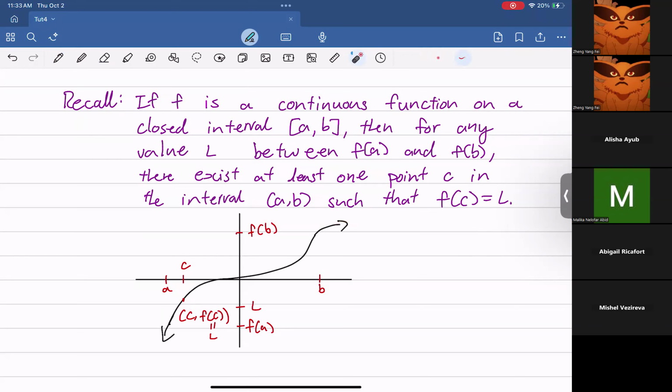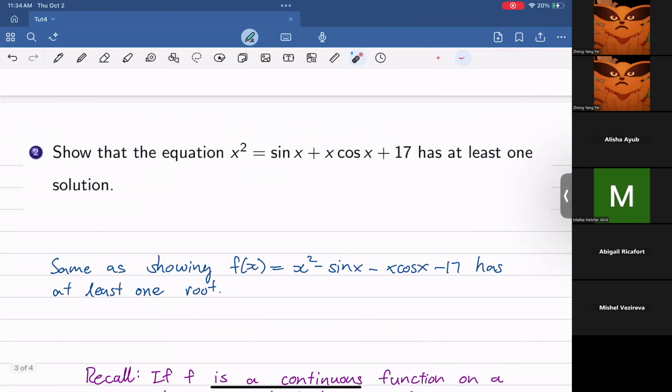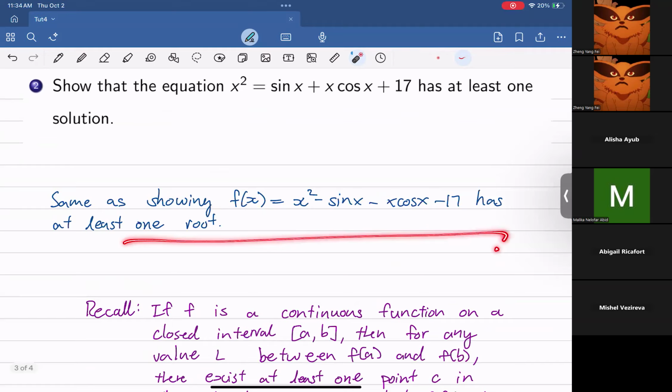And it makes sense, right? Because its continuity guarantees that for every single point in the range, you can find a point in the domain that the function maps to that point in the range. So how do we apply it in this case?